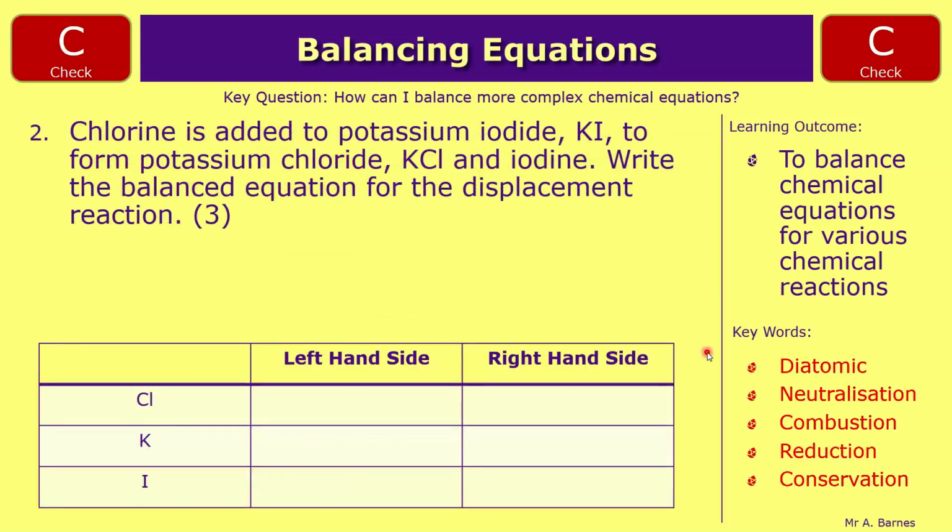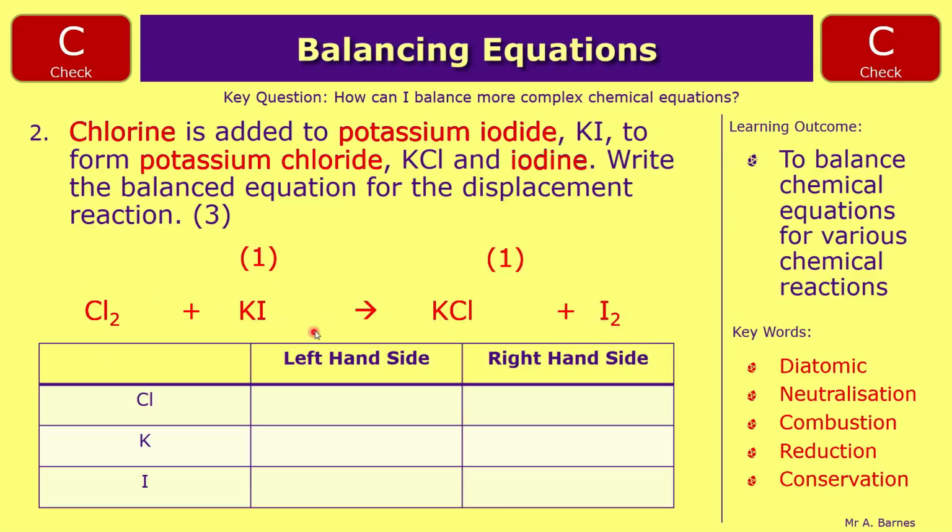Okay, on to question 2 then. So this one says chlorine. Now you need to remember that all the halogens are diatomic, so chlorine Cl2 is added to potassium iodide, which they give you, which is KI, to form potassium chloride, which they also give you, KCl, and iodine. Again, it's a halogen, so it's diatomic, so it's I2. Now we count up. So this little 2 tells us we've got 2 chlorines. There's nothing at the bottom here, so we have 1 potassium and 1 iodine. On the right hand side I have 1 potassium and 1 chlorine and 2 iodines.